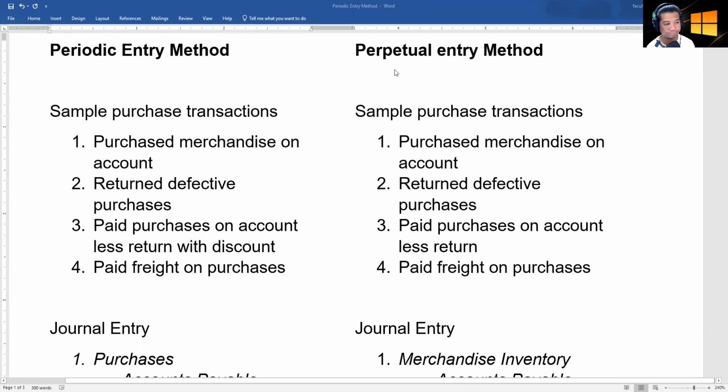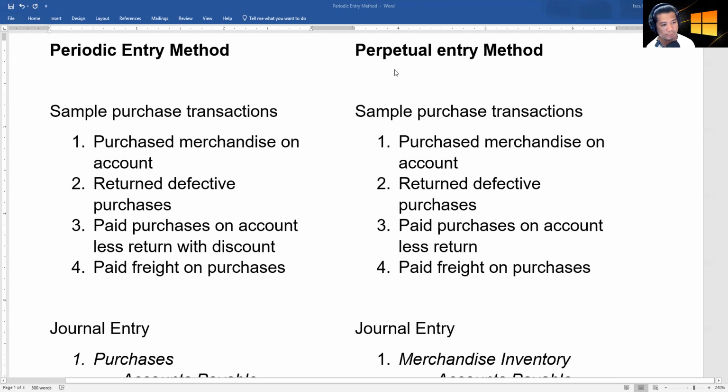As you can see, meron tayo ditong, di ba sa merchandising, we have purchase account at saka meron tayong sales account. So, both entry methods use purchase account and sales account. Somehow, ang difference lang nila is the terminology. So, mamaya makikita natin yan. Let us go back to our previous discussion.